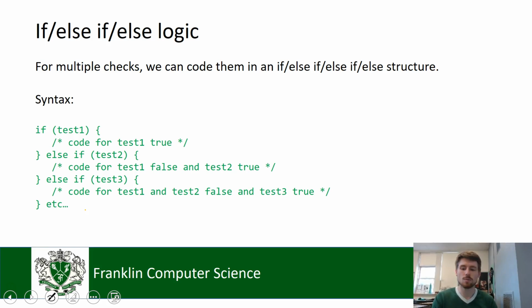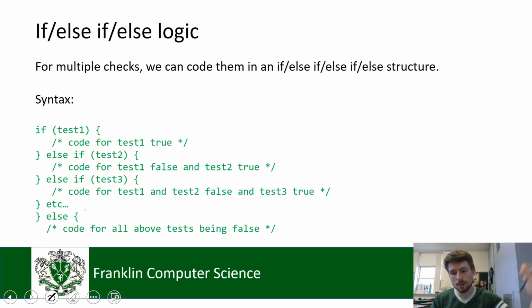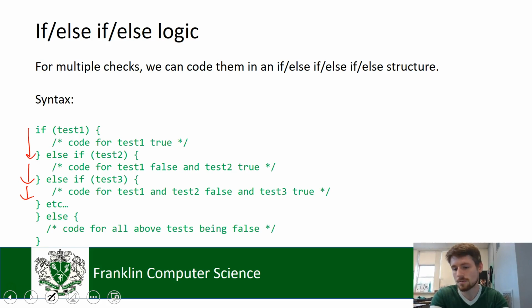You can have as many of these tests as you want. And then lastly, wrap it up with an else that checks for when all the previous tests have failed, then you're going to run the code for all of those being false. So you can have as many tests as you want, and it just processes them sequentially. It checks test 1, then test 2, then test 3, then test 4, and so forth in that order. So that means if test 2 was true, then it's never going to get to the code past there, right?